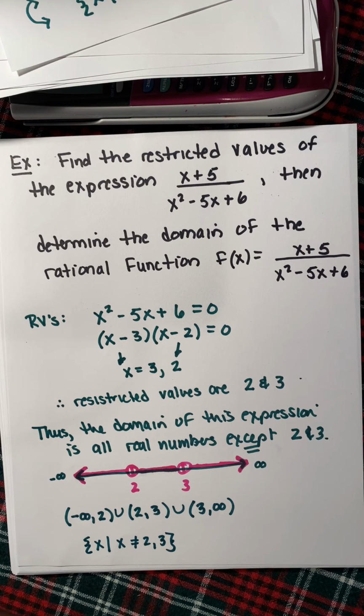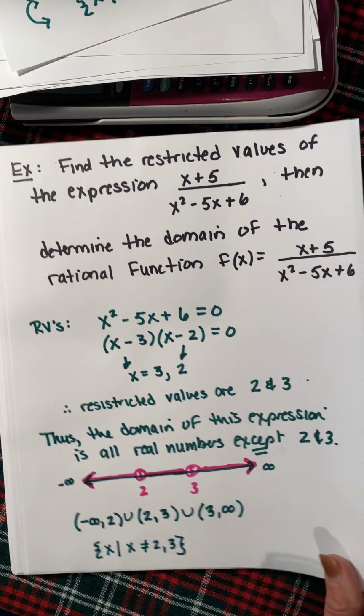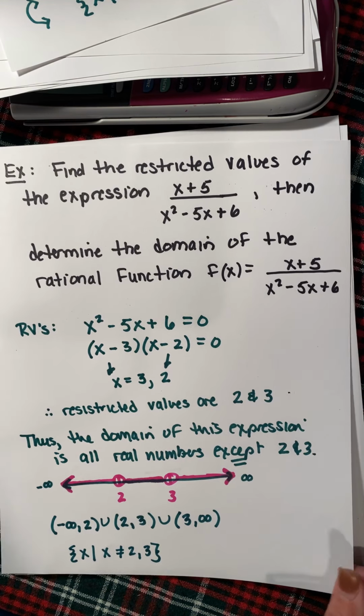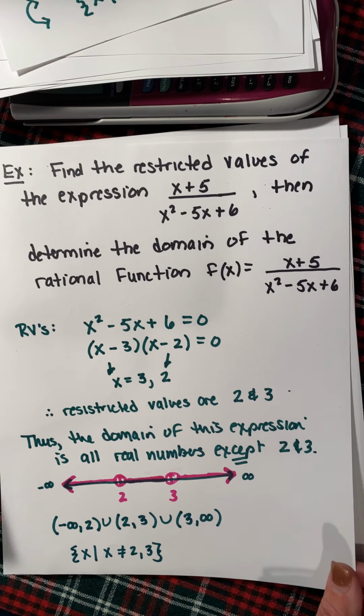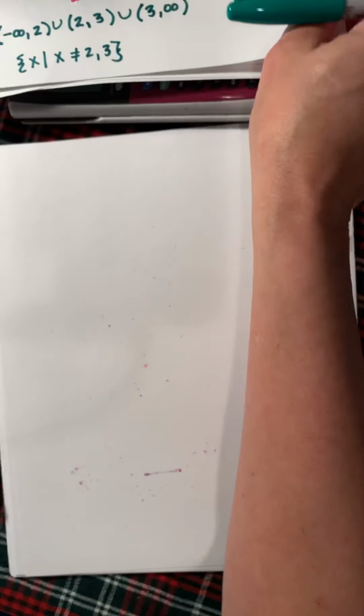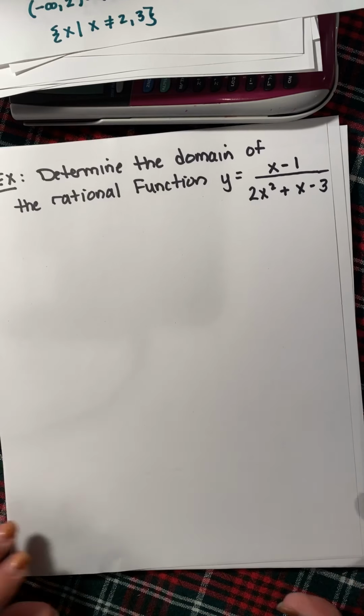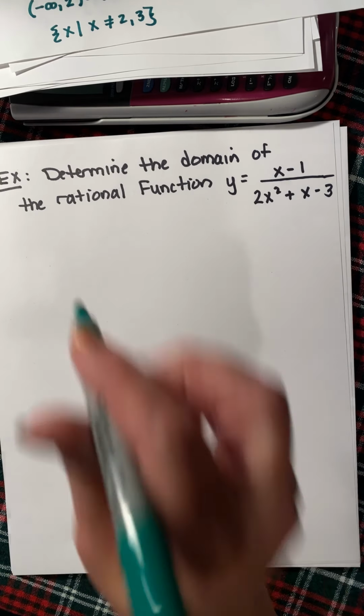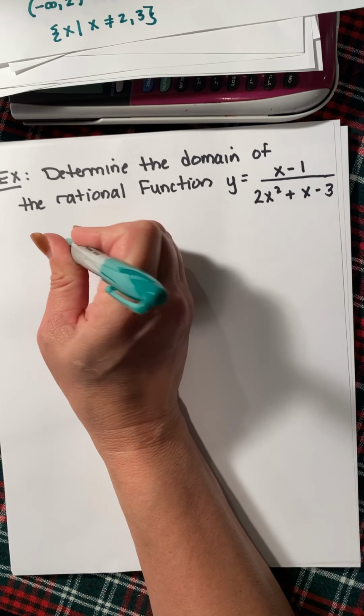All right, so make sure you follow directions on how Alex wants this answer. And be careful of the question that you're being asked. Here it said to find both the restricted values and the domain. But notice the next question says just to determine the domain. But in order to determine the domain, we have to find the restricted values. So we find the RVs first.